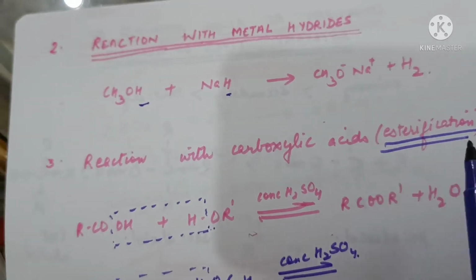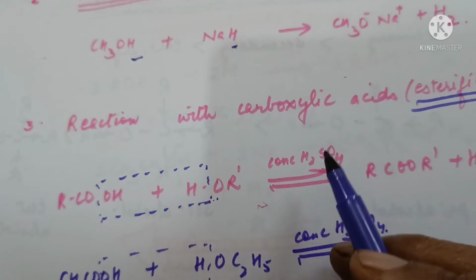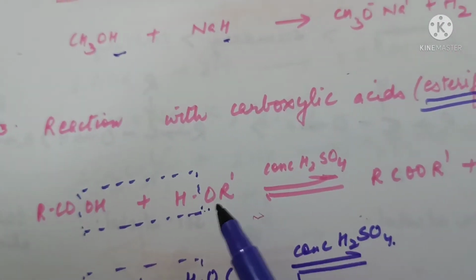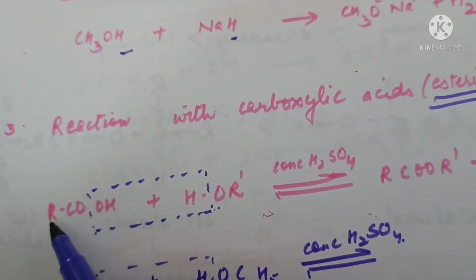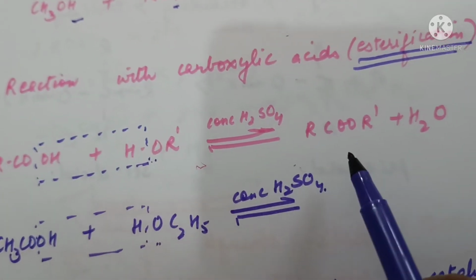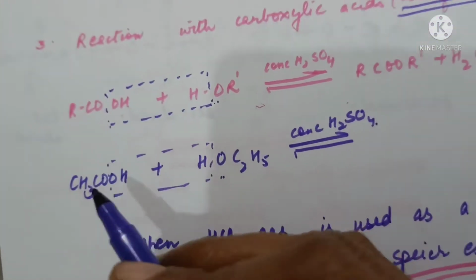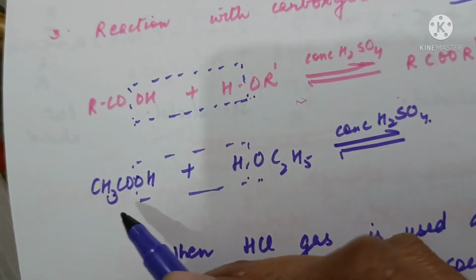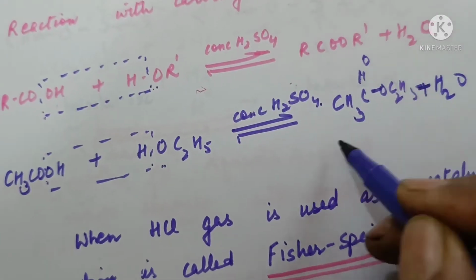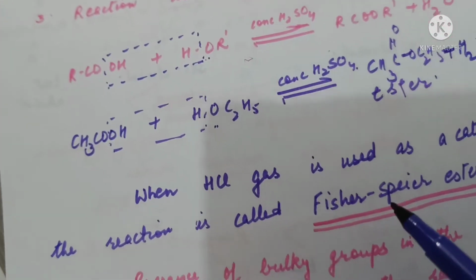Then reaction with carboxylic acids. Alcohol will react with carboxylic acid in presence of concentrated sulfuric acid or hydrogen chloride gas. So alcohol gives H and carboxylic acids give OH to form water and ester is formed. So this reaction is called esterification reaction. For example, acetic acid plus ethyl alcohol will form ester. Because ester is formed, it is an esterification reaction.